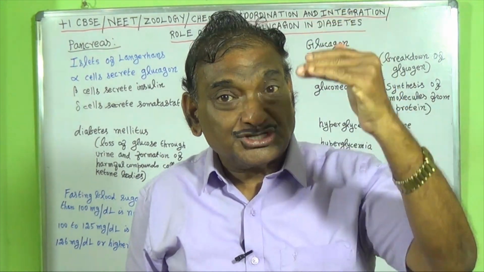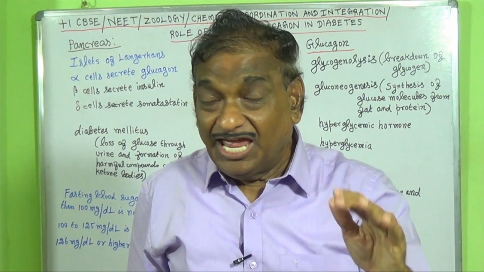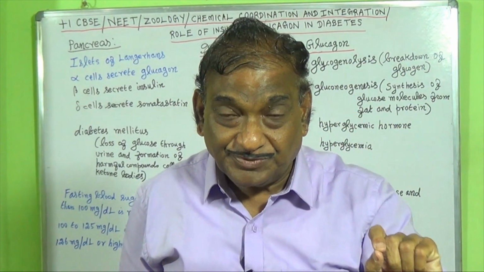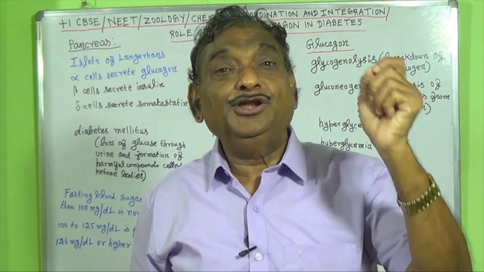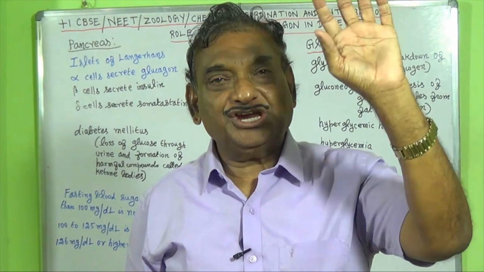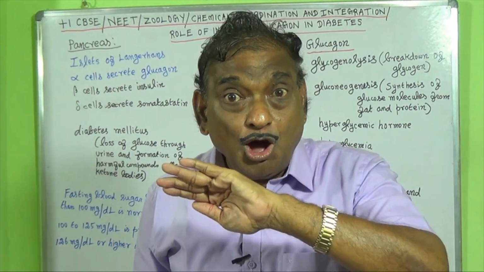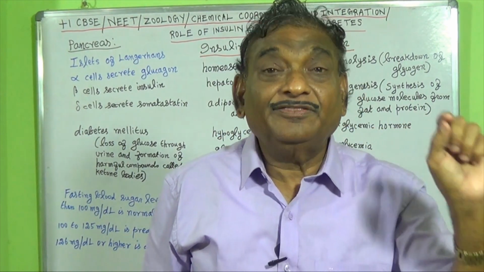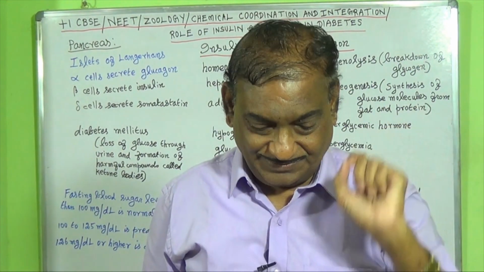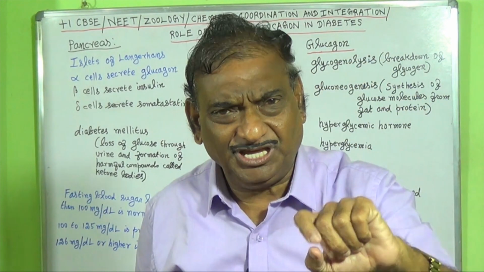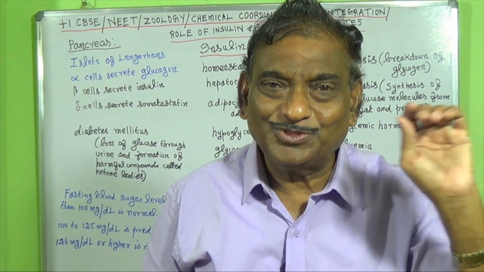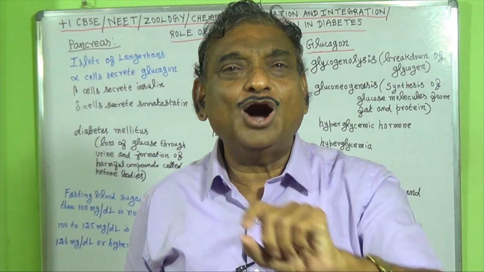Both cases of diabetes cannot be cured, but at the same time they can be controlled by diet control and medication. If there is prolonged hyperglycemia, that condition is called diabetes mellitus. What is the meaning of diabetes? The meaning of diabetes is passing through. Here, passing through of urine.